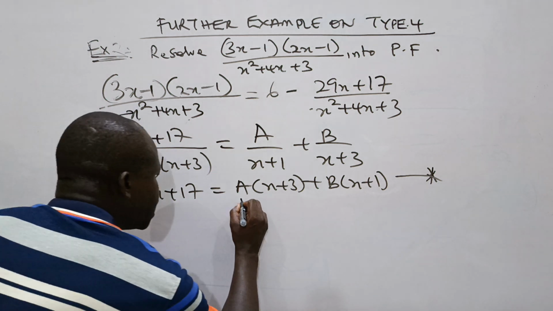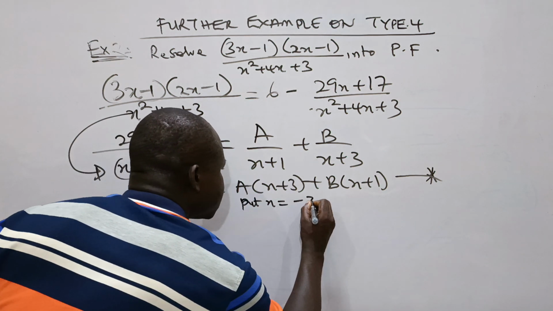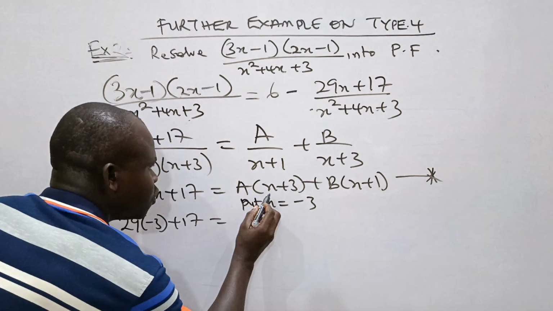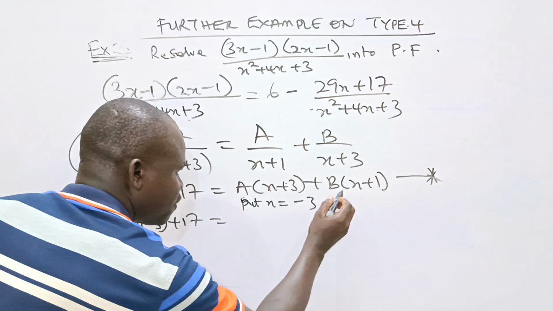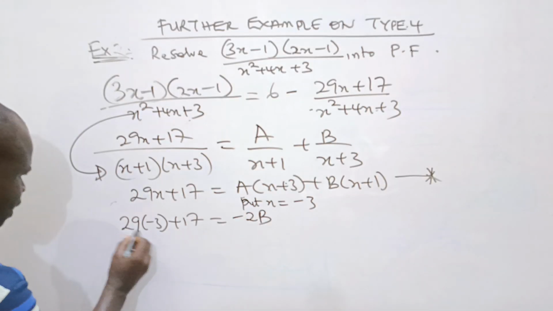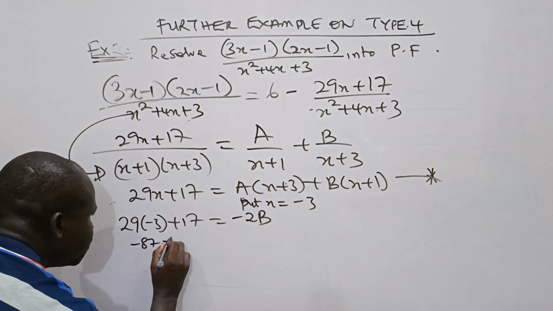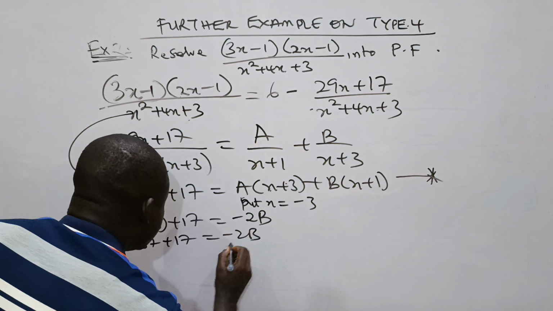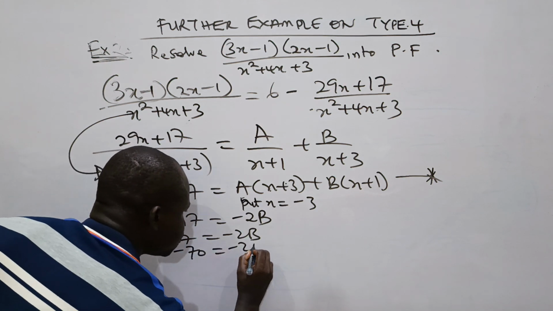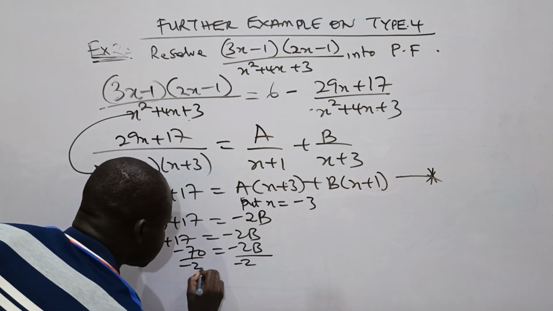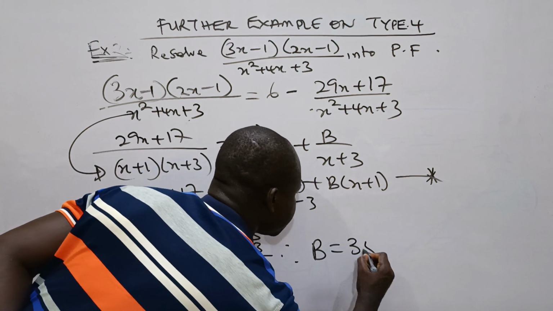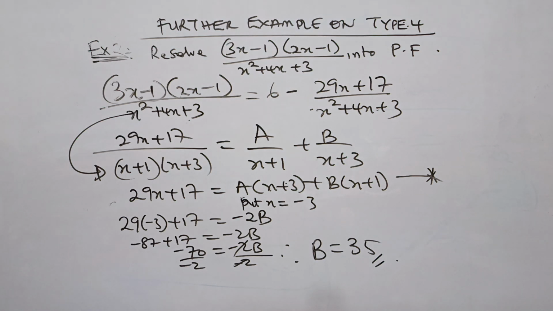If I put x equal to minus 3, I'm going to have 29 into bracket minus 3 plus 17 equal to, minus 3 plus 3 will vanish. Then I will have minus 3 plus 1, that's minus 2b. So 29 times minus 3 gives me minus 87, plus 17 is equal to minus 2b. So minus 87 plus 17 gives minus 70 equal to minus 2b. Divide both sides by minus 2. This will cancel this. Therefore, my b will be equal to 35. So I've gotten the value of b to be equal to 35.